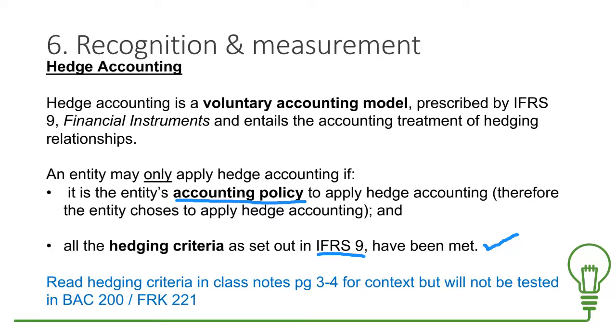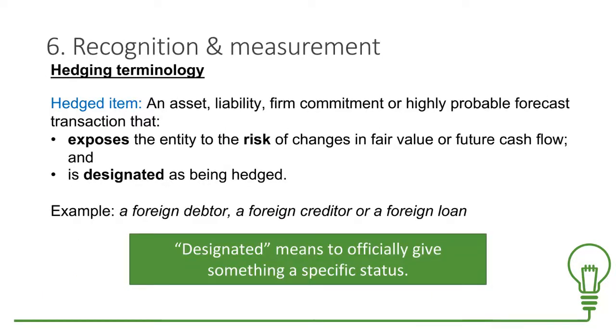Now, I don't want you to think that you're going to be required to do that analysis of whether something meets the criteria or not. That's outside the scope of Back 200. However, I have included the criteria in your class notes for your information that you can read through, just to understand what I'm talking about, right? So there are specific criteria that have to be met in order for you to do the hedge accounting, and you just need to disclose it in the accounting policies.